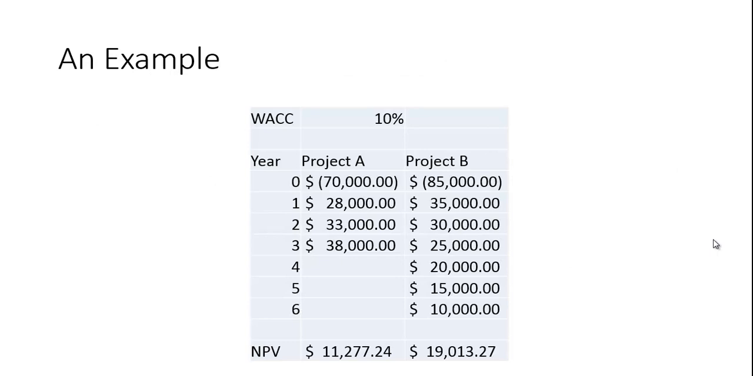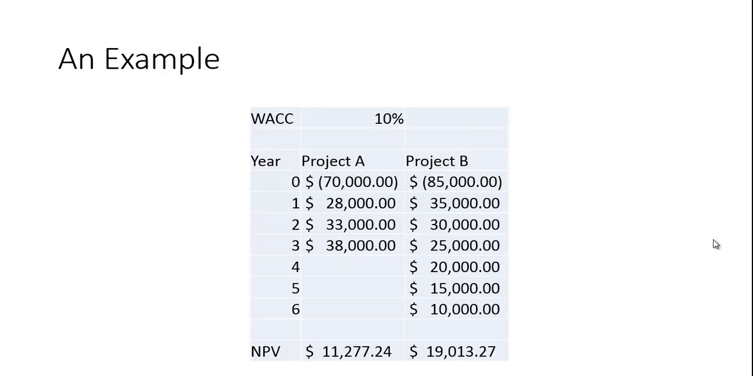So let's take a look at an example here. We have Project A and Project B. Project A costs $70,000 and lasts for 3 years, and Project B costs $85,000 and lasts for 6 years. Now, I've gone through the trouble of calculating net present value for both Project A and Project B at a cost of capital of 10%.